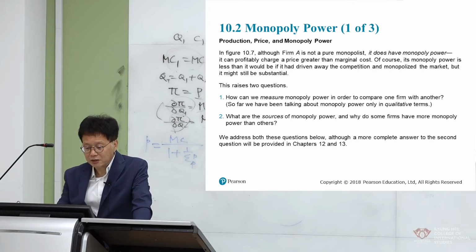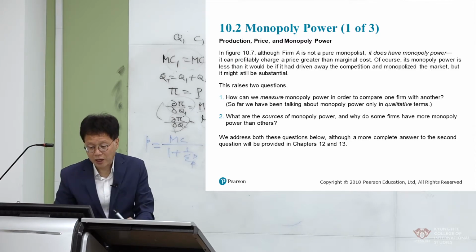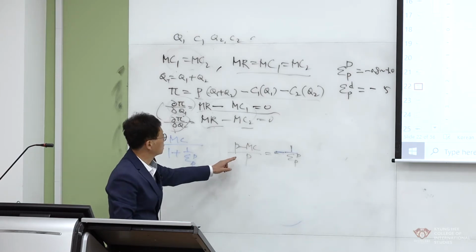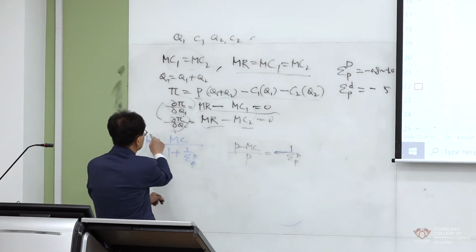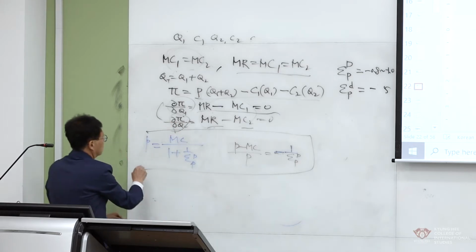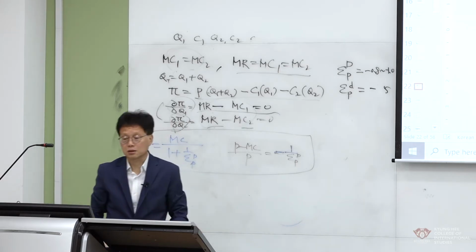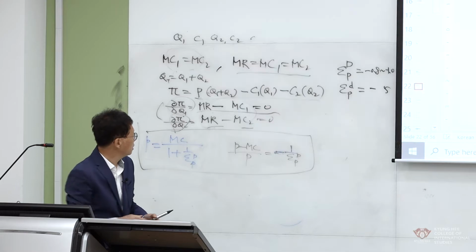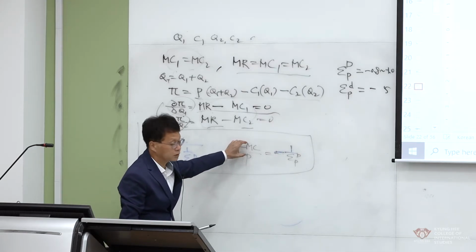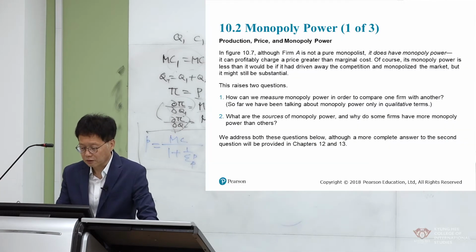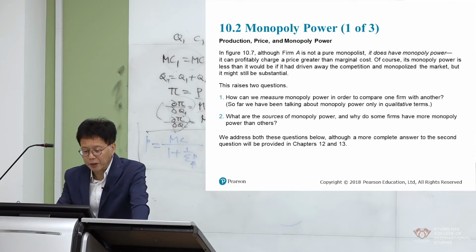This raises two questions. Number one, how can you measure monopoly power in order to compare one firm with another? So far, we have talked about monopoly power only in qualitative terms. The answer to the first question is this: we already studied this, right? A firm that charges a higher price than marginal cost, where that difference is positive, means the individual firm has monopoly power.